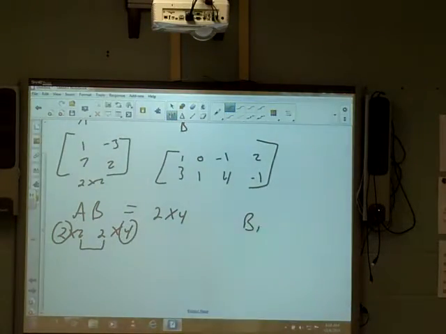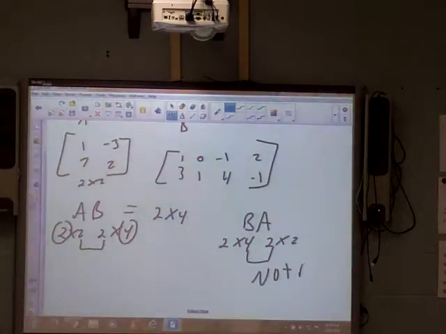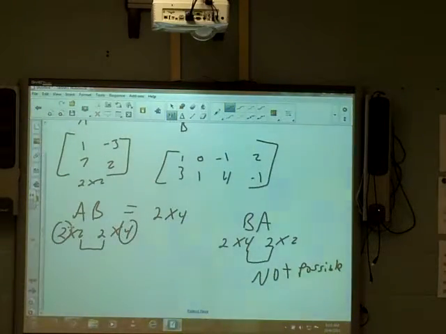Okay, is it possible to multiply B times A? You told me B was a 2 by 4, right? You told me A was a 2 by 2. No. So now you see you've got a 4 and 2 in the middle. That's not the same, so that one would not be possible. So this one has to be A times B.